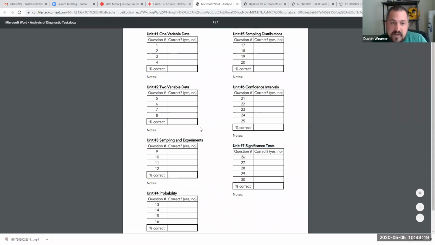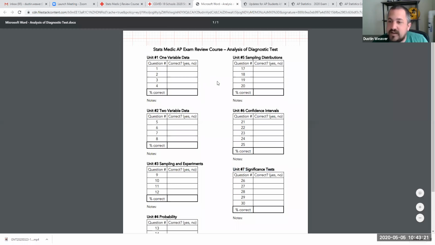And you want to know, if you can print this sheet out, if you don't already have it, or if you can just make it on your own paper, you want to know how many of these you got correct in each one, and we're going to talk about that. The reason that's important is you need to analyze what sections you're really comfortable with and what parts of the course you really need to dig deeper into during this review. So this is an individualized kind of analysis.